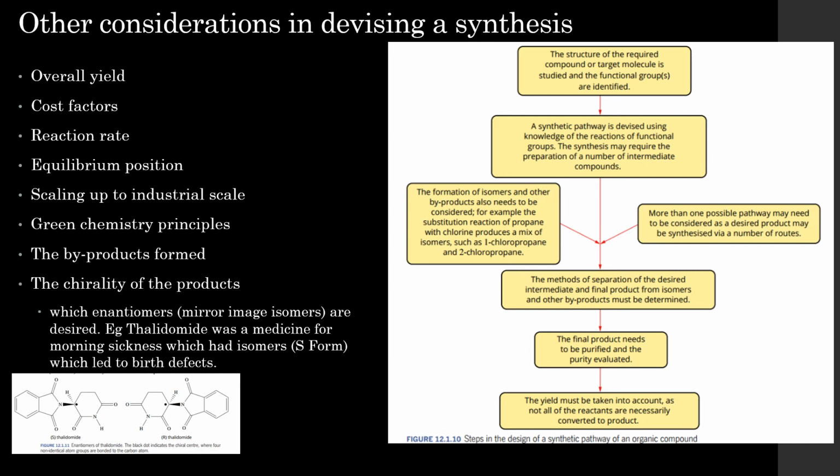more yield. Think about the cost factors. Think about the reaction rate, and then also the equilibrium position. Does it favour products or reactants? Think about scaling up to the industrial scale, the green chemistry principles of using environmentally friendly solvents and so on. Think about those byproducts, and this is particularly interesting with looking at the chirality of the products.